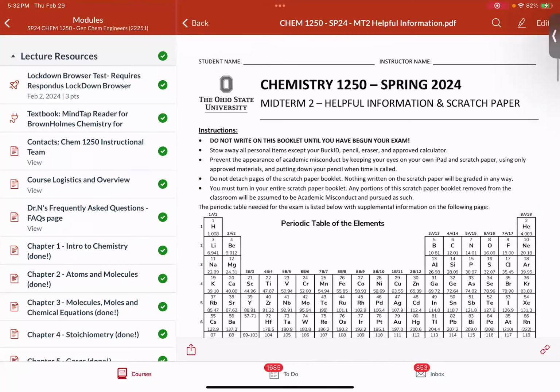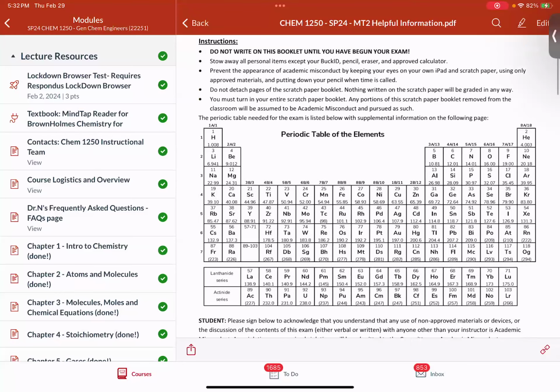I always get a kick sometimes when I read how you guys write my name, the instructor name. No one really looks at these scratch papers ever, but I think it's just funny to see how people spell my name. Or if you just put Dr. N, that's the smart thing to do.